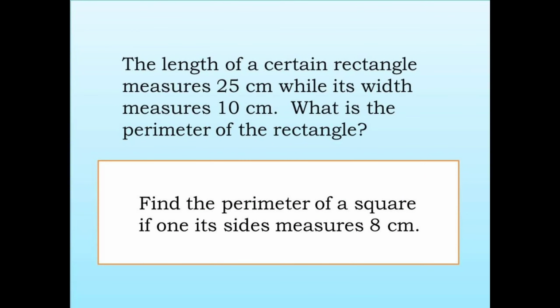The question will always be: 1. The length of a certain rectangle measures 25 centimeters while its width measures 10 centimeters. What is the perimeter of the rectangle? Or find the perimeter of a square if one of its sides measures 8 centimeters. Or just simply draw a rectangle and write the dimension and ask the students to find the perimeter.